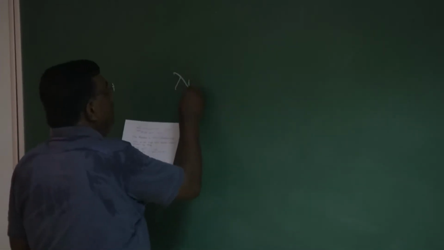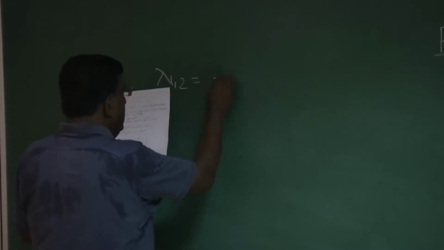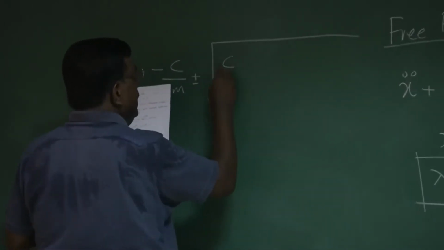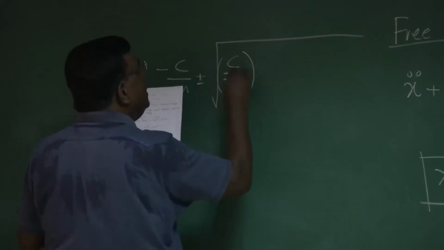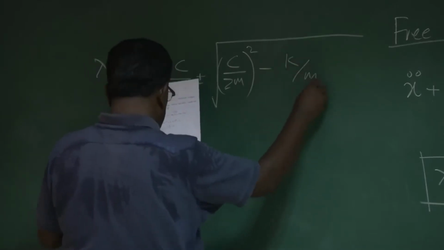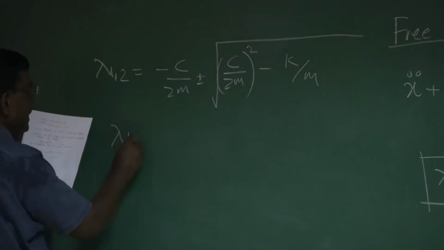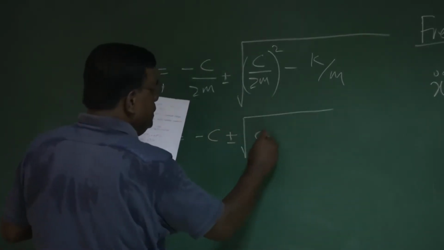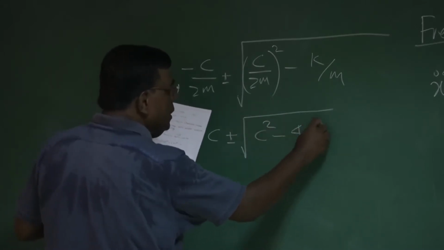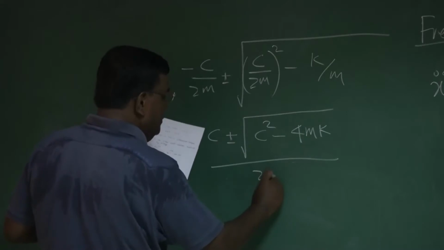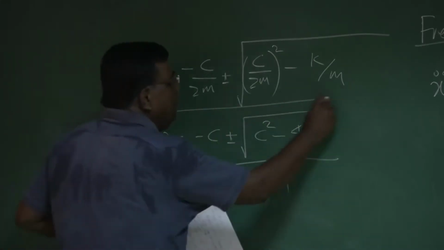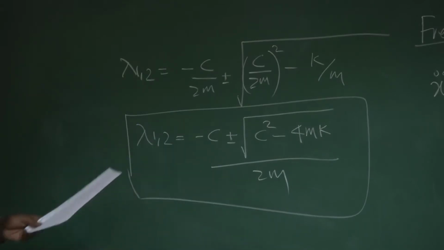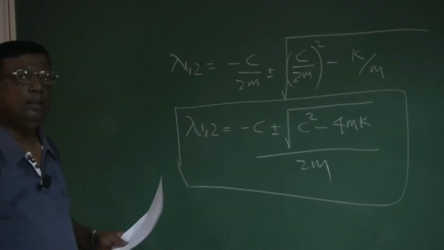You could easily find out, you have seen the root as minus c by 2m plus minus under root c by 2m square minus k by m, which equivalently I can write lambda 1, 2 as minus c plus minus under root c square minus 4mk by 2m. They are equivalent. I will be using this form because I will be able to extract some important understanding from here. Okay? Now see the interesting thing.